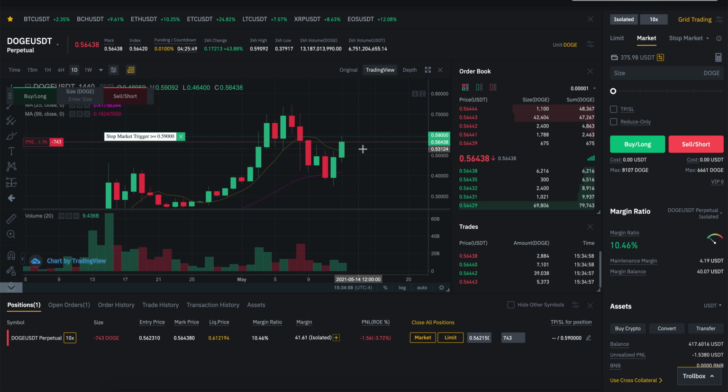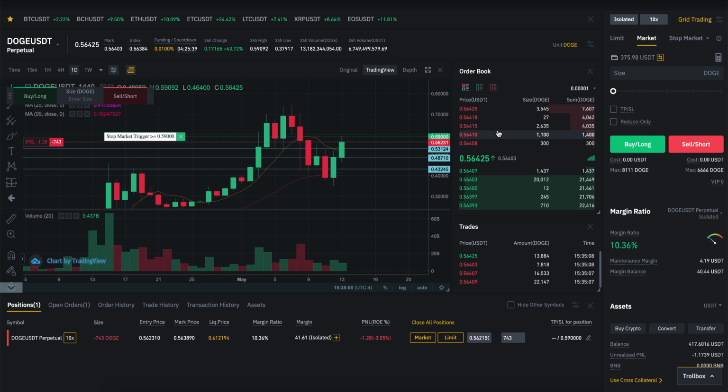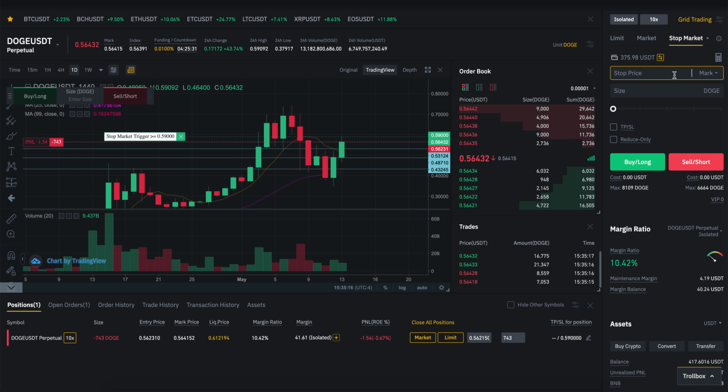So let's say I want to take one take profit at 53 cents. And then I want to do another take profit at 48 cents, and then another take profit at 43 cents. What I'm going to do to take these profits out is come over to stop market, and say when the price gets to 0.53, I want to sell.